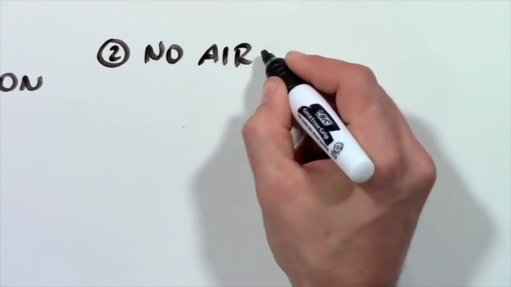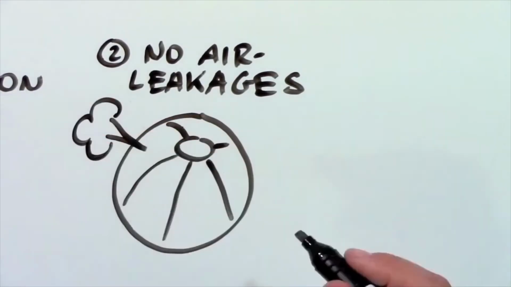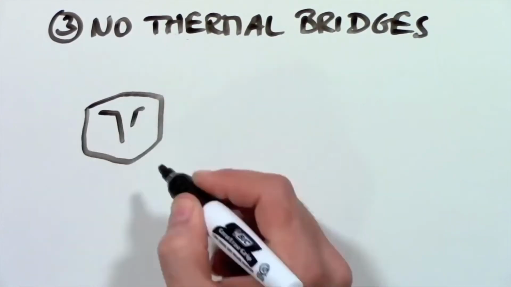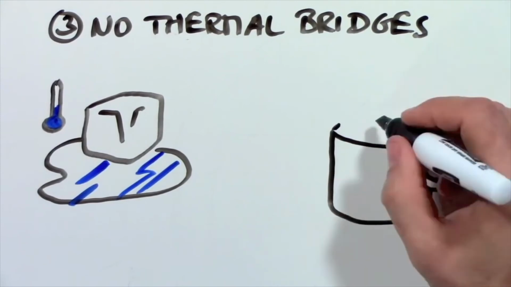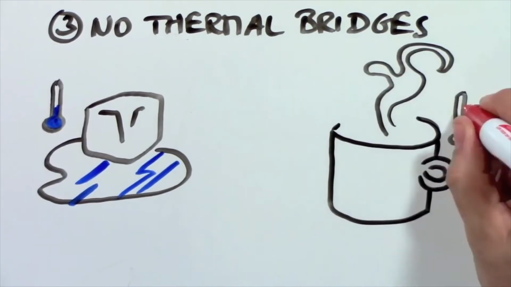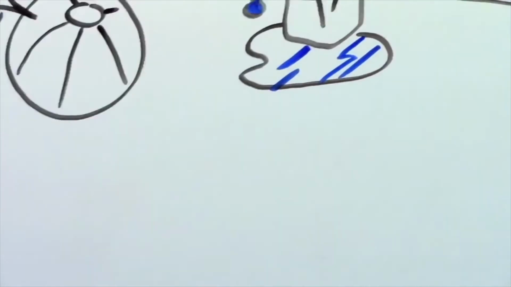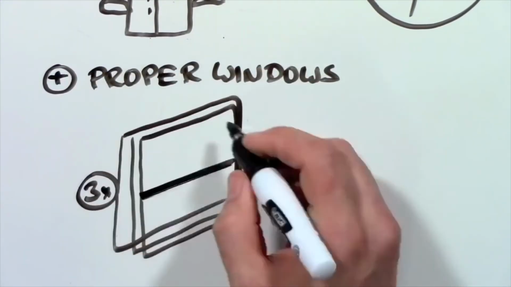2. No air leakages. There should be no holes, small or large, to let hot air out of the house. 3. No thermal bridges. A thermal bridge is like a road for heating energy in which warmth can travel right through your walls. As a matter of fact, most of our houses have thermal highways in our walls where heat can easily travel to the outside. Plus, the house needs proper windows most of the time with triple pane glass.